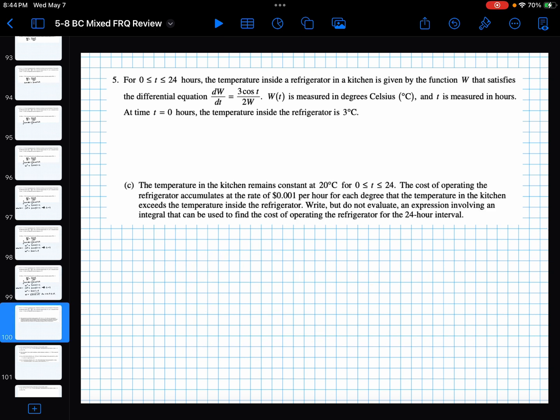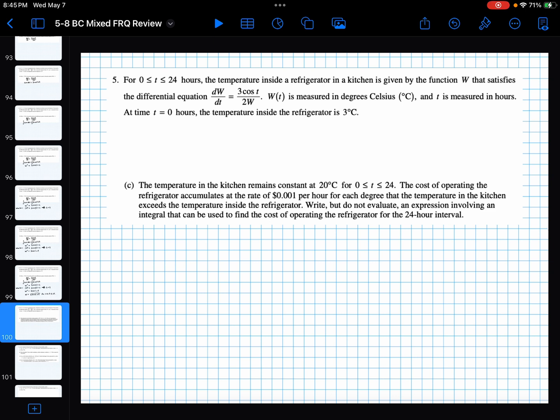And part C. Now the temperature in the kitchen remains constant at 20 degrees on this interval from 0 to 24 hours. The cost of operating the refrigerator accumulates at the rate of 0.001 dollar per hour for each degree that the temperature in the kitchen exceeds the temperature inside the refrigerator. Now again, write but do not evaluate an expression involving an integral that can be used to find the cost here.